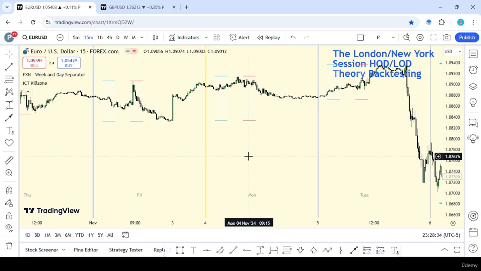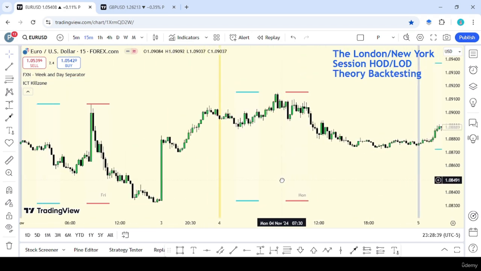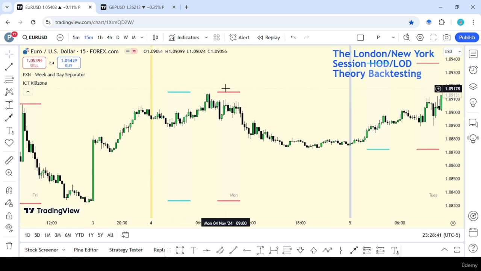If we move to the next day, maybe I can zoom in a little bit. I just wanted to showcase the high here was formed at 7 a.m., so it is just shy of the New York session. The New York session begins at 8 a.m. So you can see sometimes it can form a bit early or a bit later, maybe plus or minus 1 hour or so.